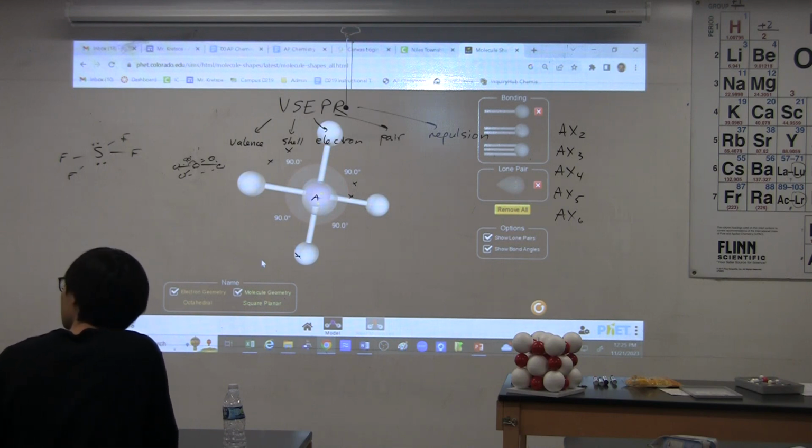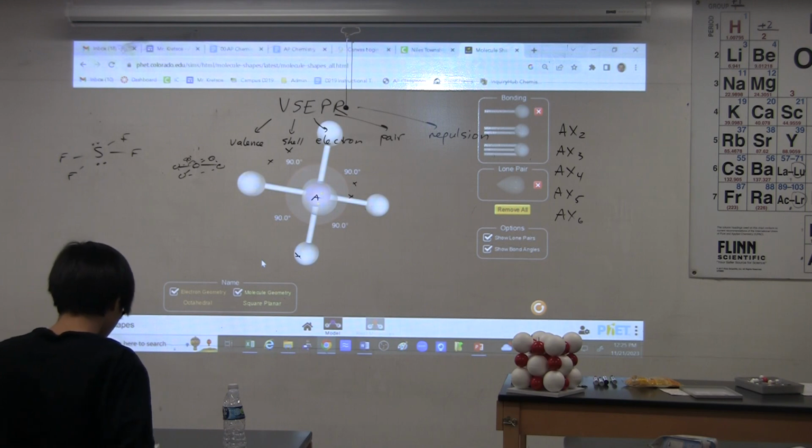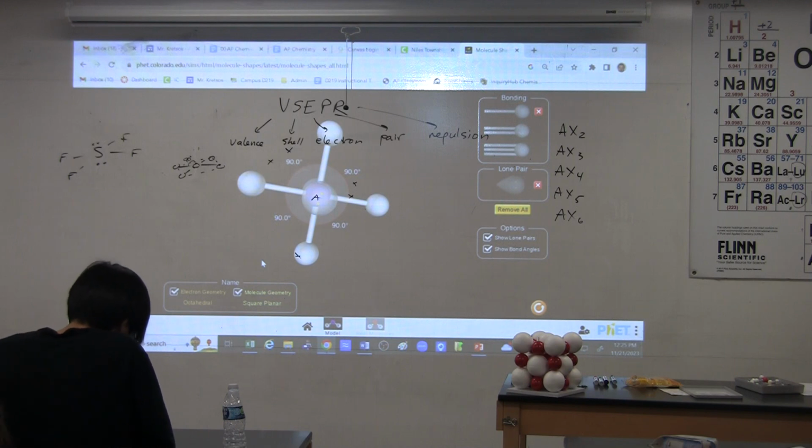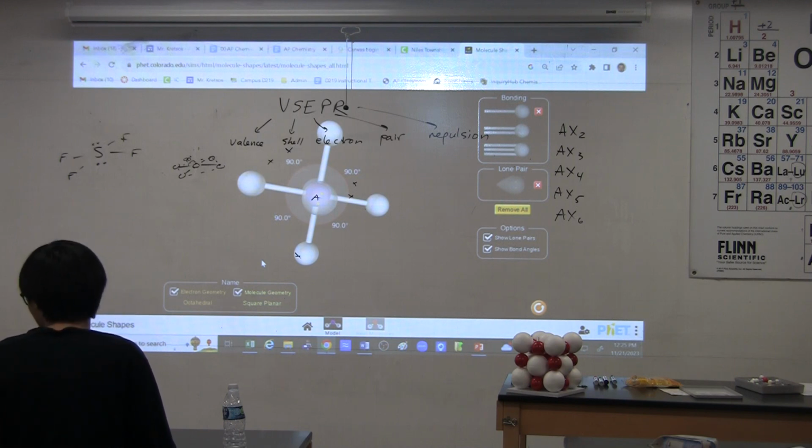AX6, octahedral. AX5E1, square pyramidal. AX4E2, square planar. It's all right here. Here's your chart.